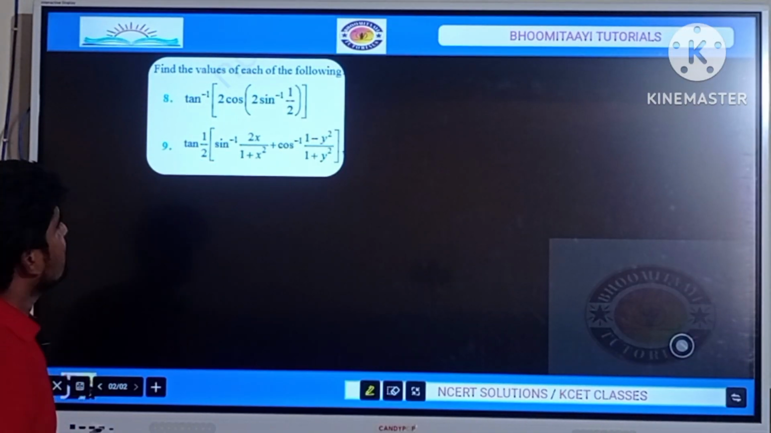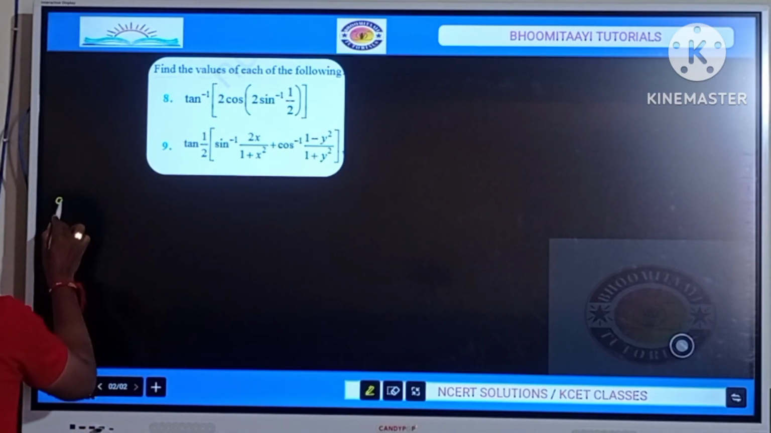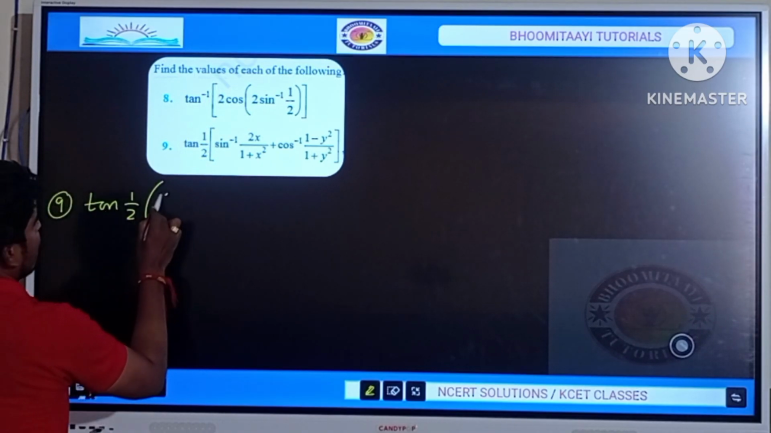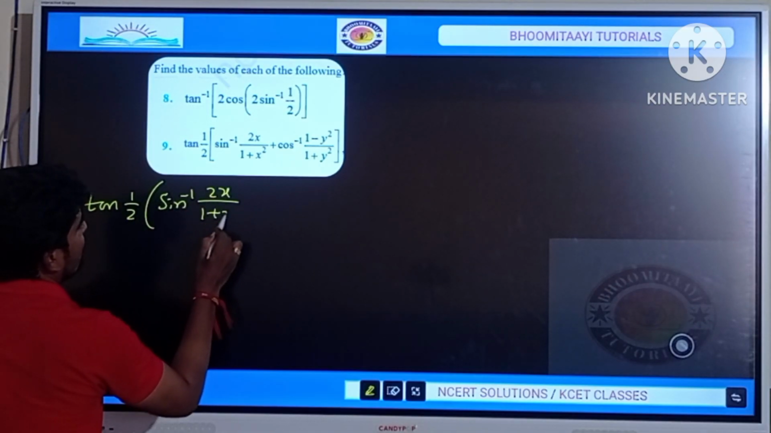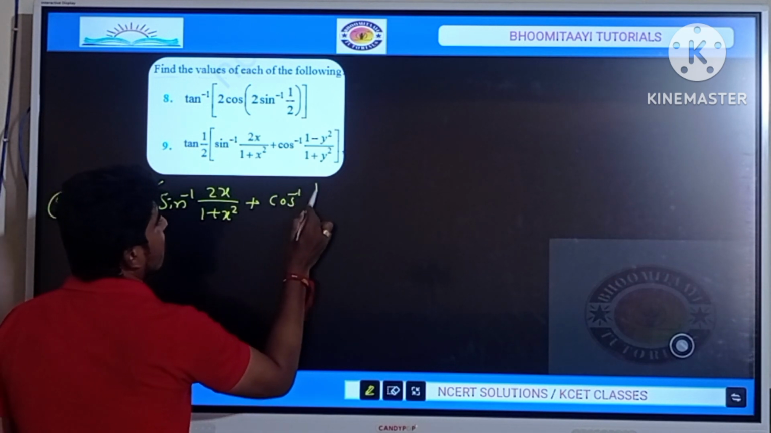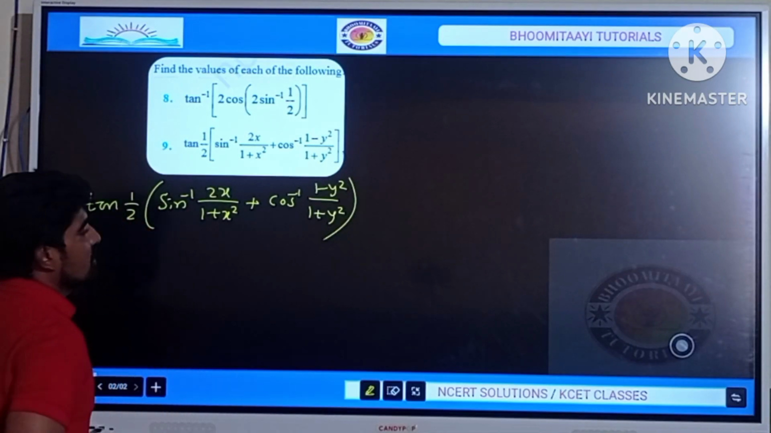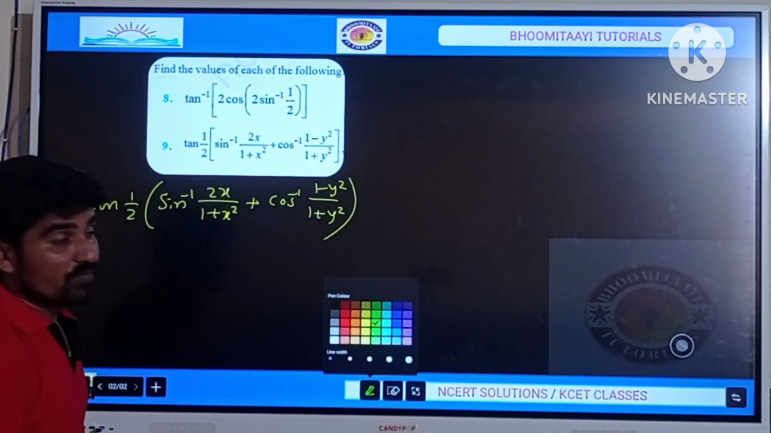Now the ninth question. The ninth question is: find the value of tan of 1 by 2 into (sin inverse of 2x divided by 1 plus x square plus cos inverse of 1 minus y square divided by 1 plus y square). To find the value of this, first we should know some formulas.